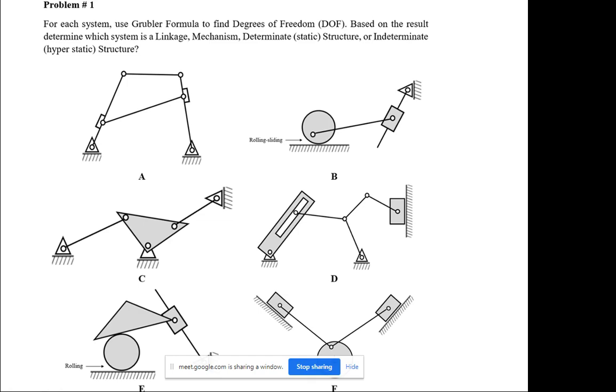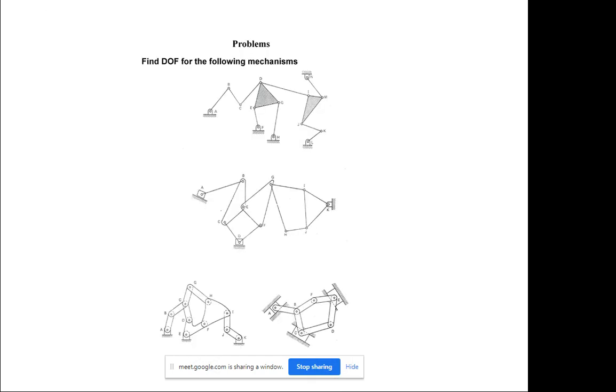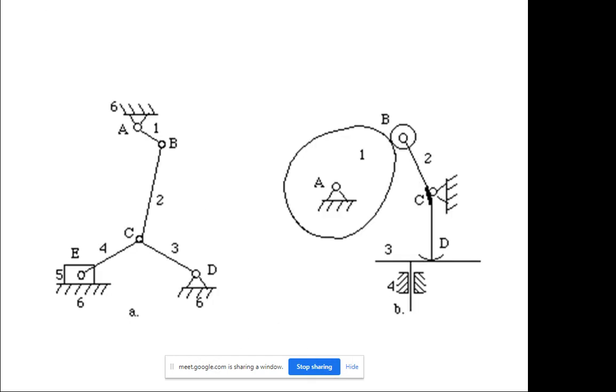These are the different types of problems you can see. So you just try to solve by yourself so that you learn how to calculate the degrees of freedom. I have given some examples there, you can solve this.